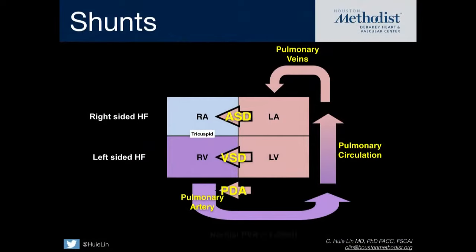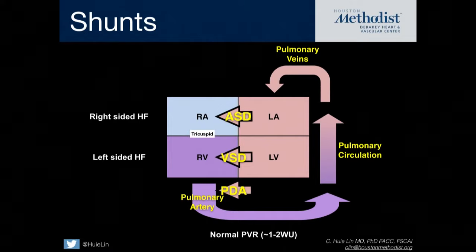Now, that all assumes that you have a normal pulmonary vascular resistance. When you see a VSD or a large PDA in adulthood, you might actually see patients who don't have left-sided enlargement anymore; they'll have right-sided enlargement. We'll talk about that in just a minute. Again, that comes back to those patients no longer having a normal pulmonary vascular resistance.